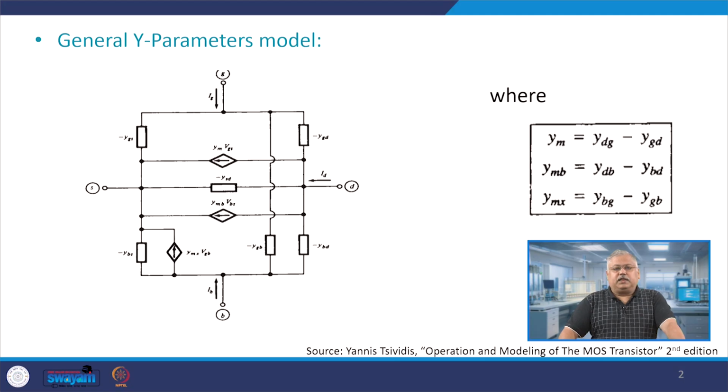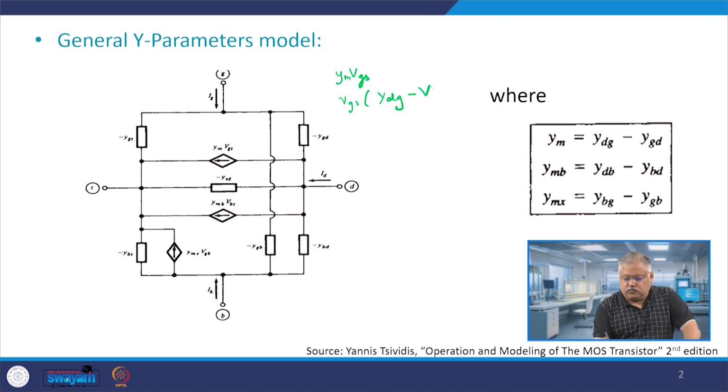We will start with Y parameter, where we left in the previous case, and then we will see its application as a switch and an amplifier. So, let us look at the generalized Y parameter model, and as I discussed with you, ym times VGS will give you the value VGS multiplied by YDG minus YGD, right.